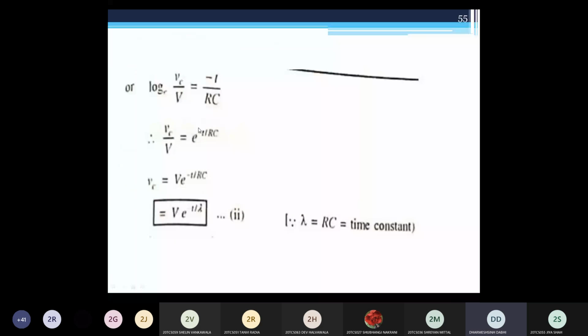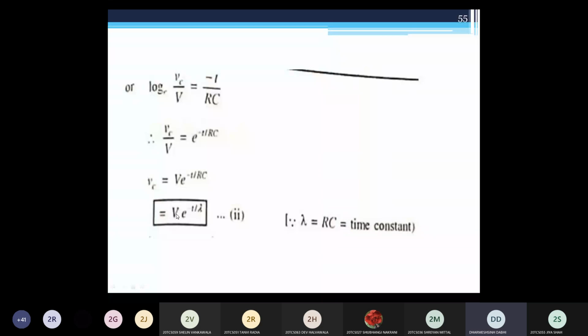So VC by V is equal to the anti-log, e raised to minus t upon RC. So VC is equal to what? This V is multiplied here, V into e raised to minus t upon RC. And RC is what? The discharging time constant. So it is replaced by lambda. So it becomes V into e raised to minus t upon lambda. So this is the equation of voltage across the capacitor during the discharge of the capacitor.